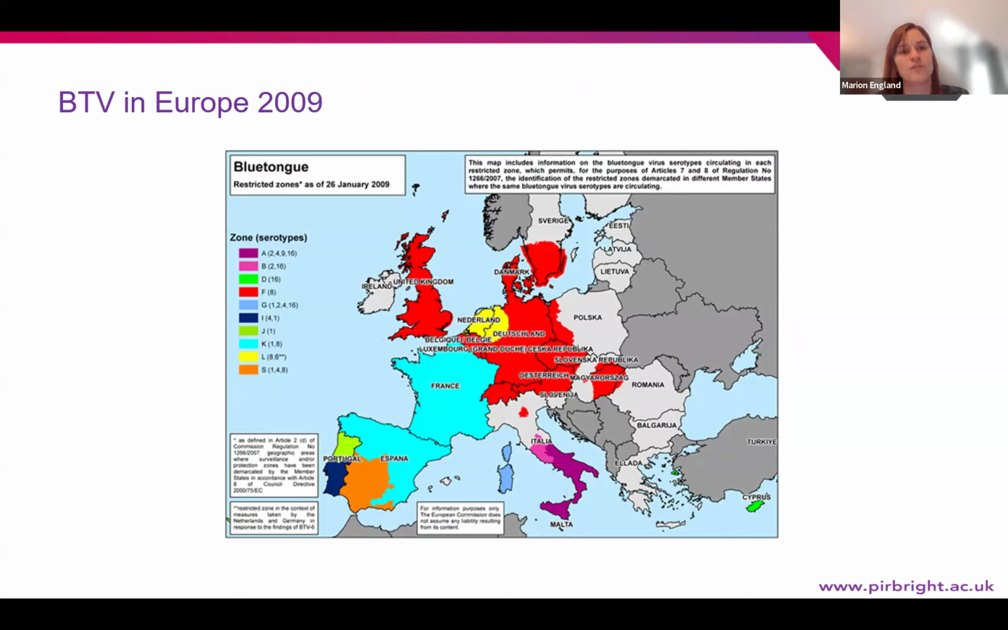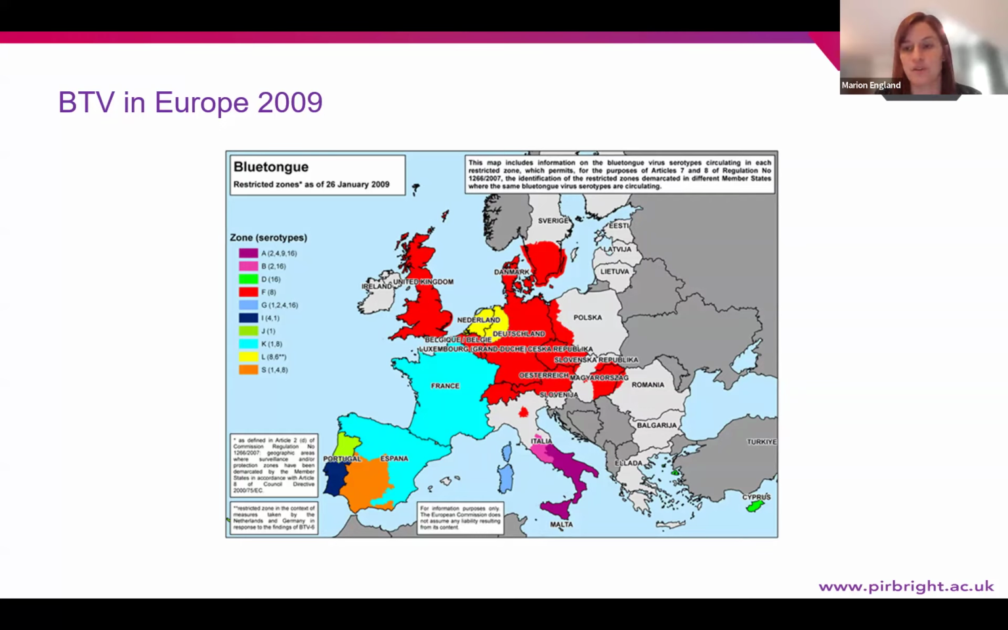So if we fast forward a little bit, this is now the picture we have of bluetongue virus in Europe in 2009. Each color is a different serotype. So we have a very different picture from the one I showed you pre-1998. Now we have multiple serotypes coming into Northern Europe and actually establishing themselves as well.